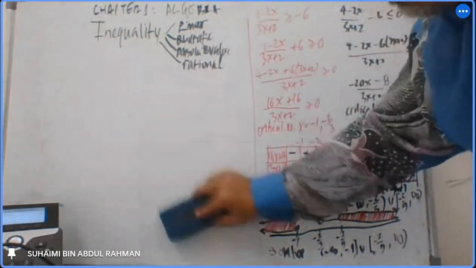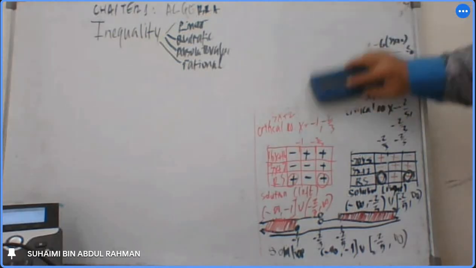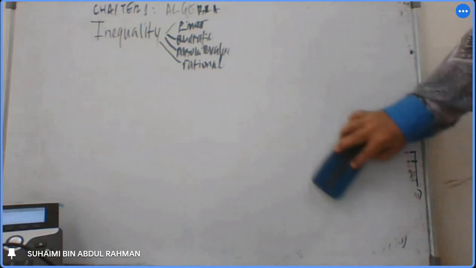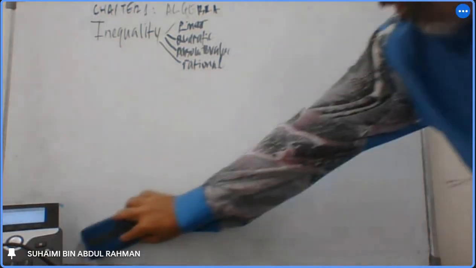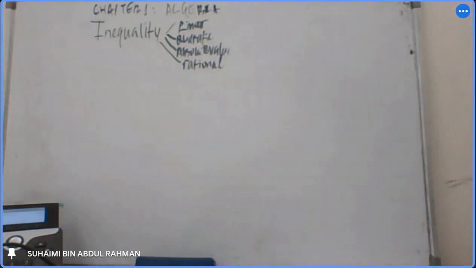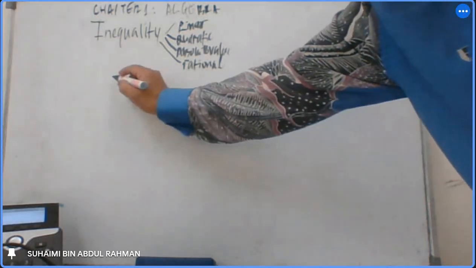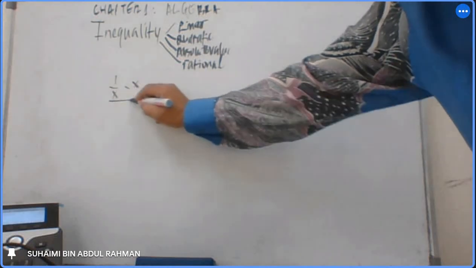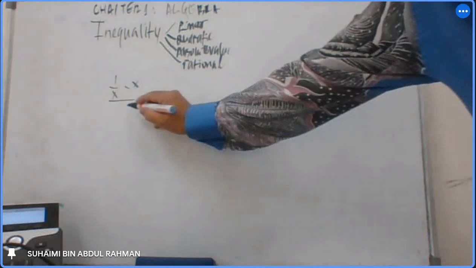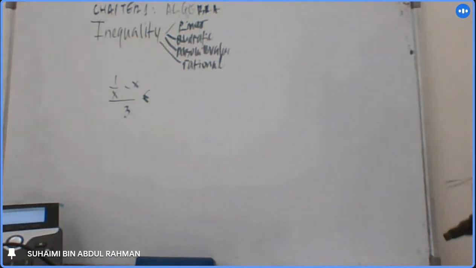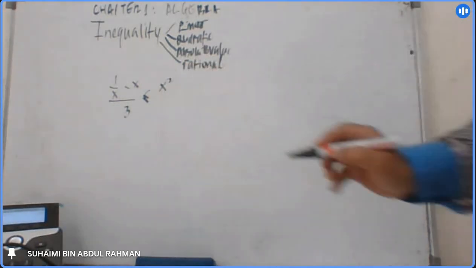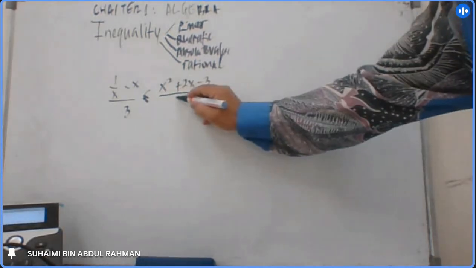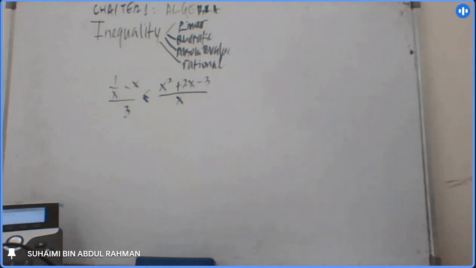We have another example. Inequality: 1 over x minus x over 3 less than or equal to x squared plus 2x minus 3 over x. Now, this does not involve absolute value.